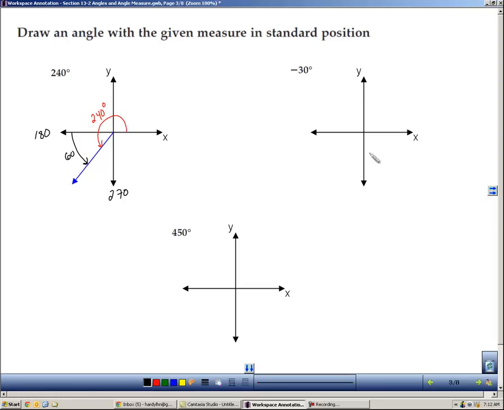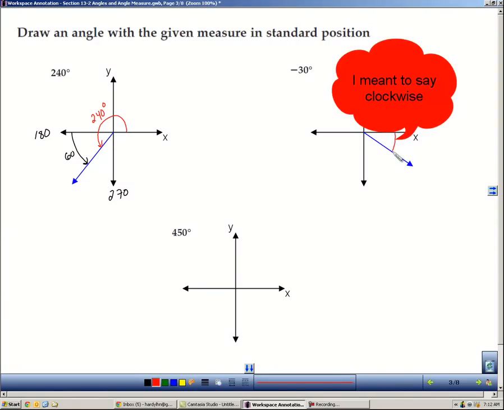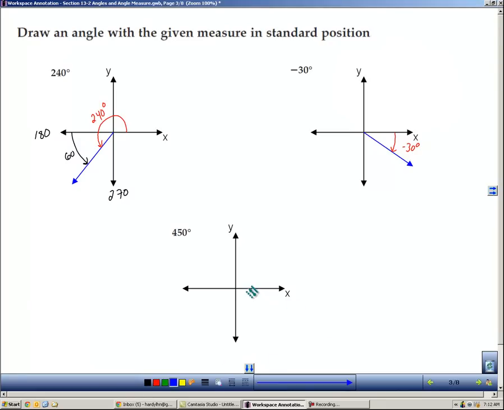Over here we're asked to do a negative 30 degrees. Well, that's going to be a fairly small one over here. Since we're going negative, we're going clockwise. So that would be negative 30 degrees. And in this one, 450, we're going to go 360 to get around here, and then an additional 90 gets us right here on the y-axis. I'll show you how that works. You go around 360, and then an additional 90 gets you to that spot. And since it's positive, we went counterclockwise, so that's what a 450-degree angle looks like.